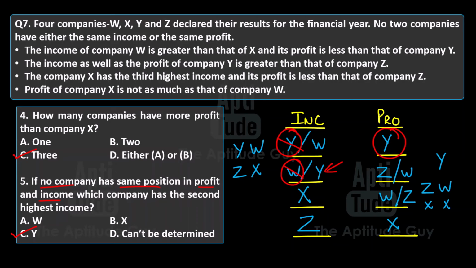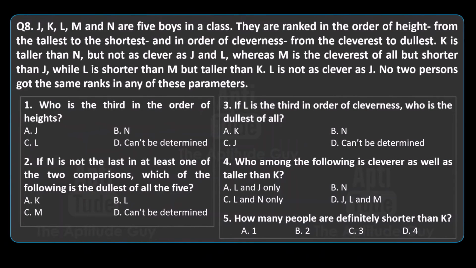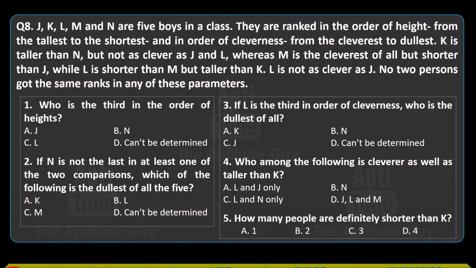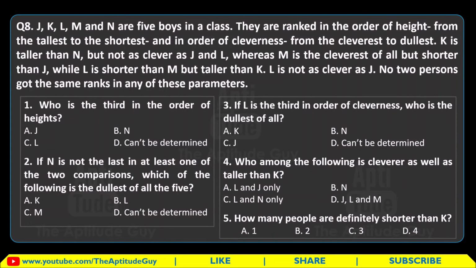Now, if you completely understood this, then the next question will be very easy for you. It's the same type of question. Again, 2 types of orders are given. You know what to do and what not to do now. Take your time. This question again has 5 sub questions. Take 5 minutes, solve the question, and then come back.